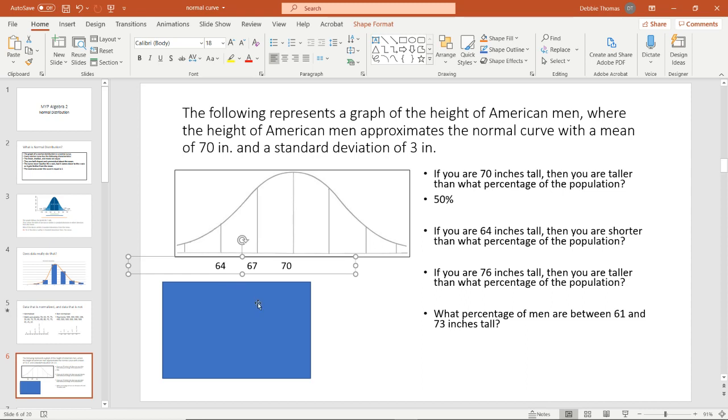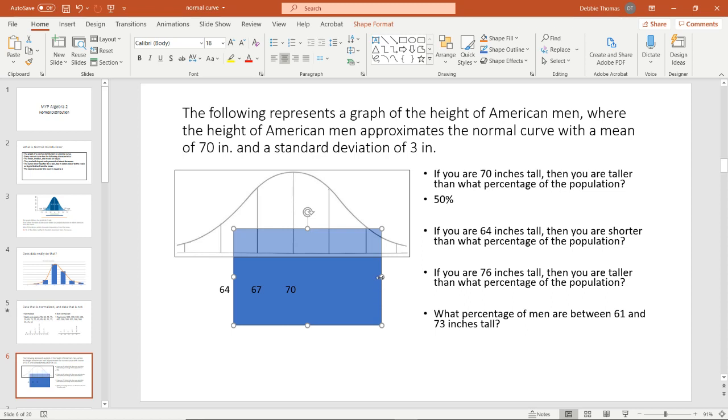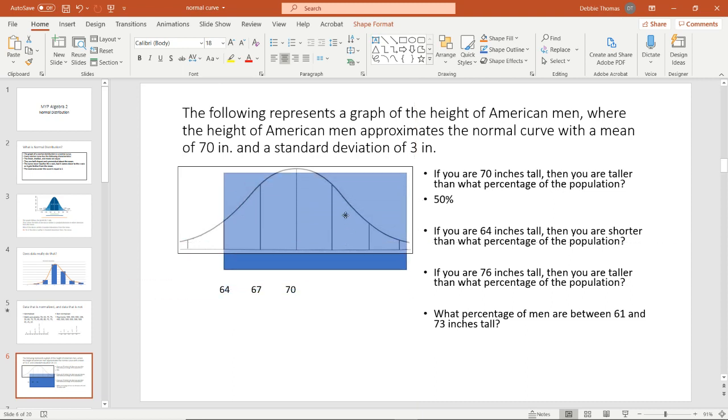So 64 is shorter than what percent? That means I'm looking at everything to the right. I'm going to have to make my little blue guy a little bit bigger for this. Okay, so I'm talking about everything this way, all these percentages.